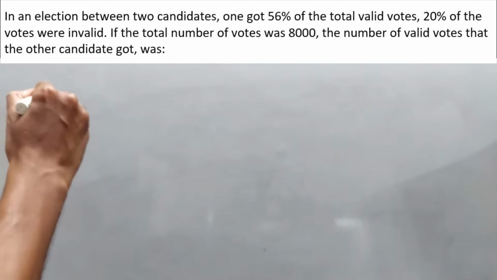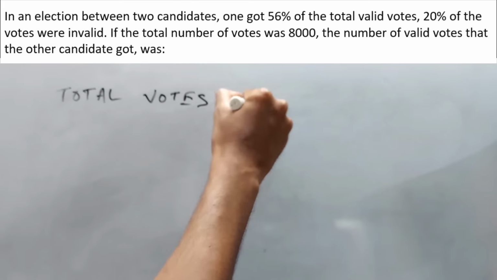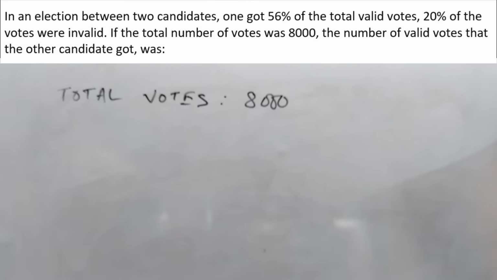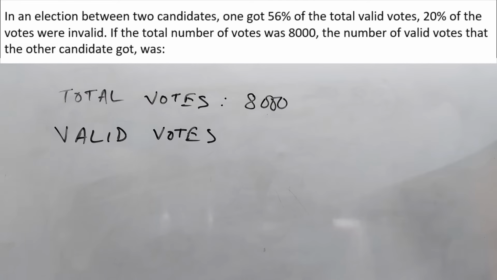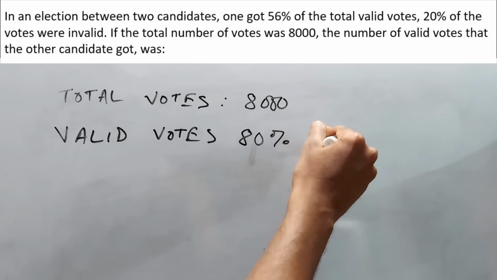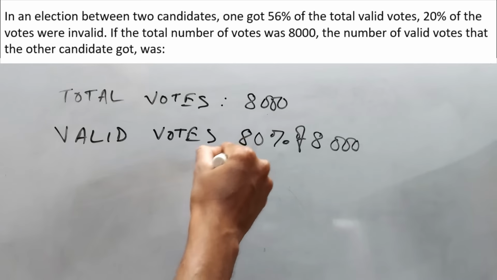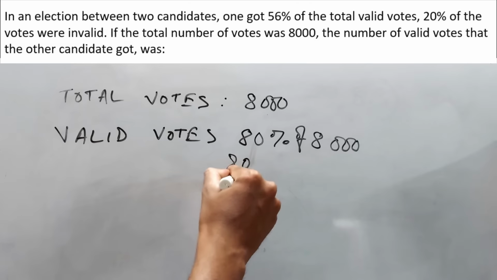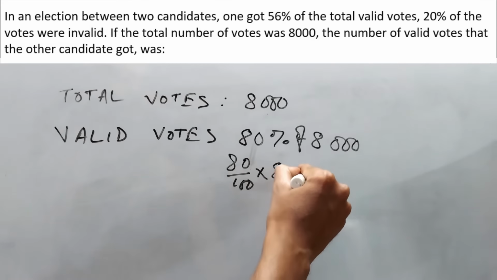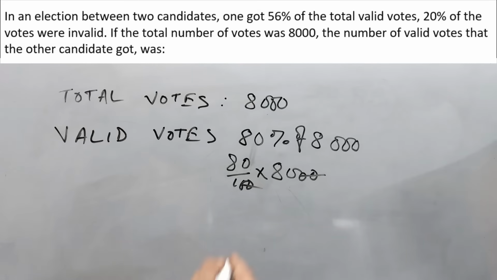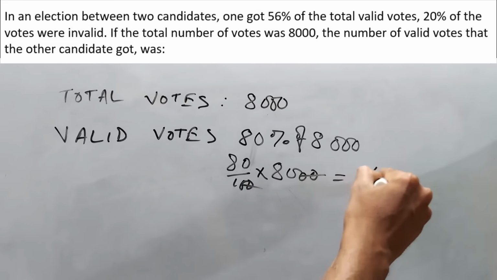Yeah, for sure. The easiest way is total votes 8,000. We know this, right? Now valid votes are 80% of 8,000, right? So 80% means 80 by 100 into 8,000. Now, sorry, 1 was 0. So these two zeros are cancelled. 8 into 8, 64. So this one is 6400.